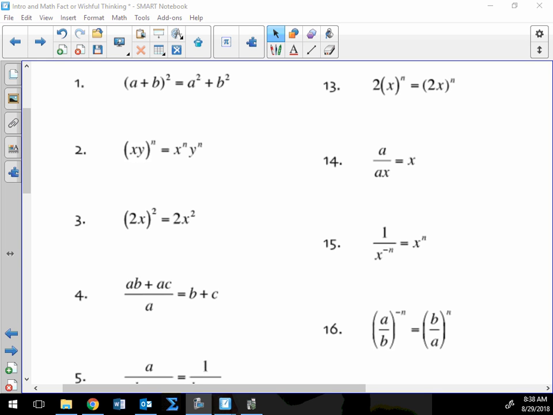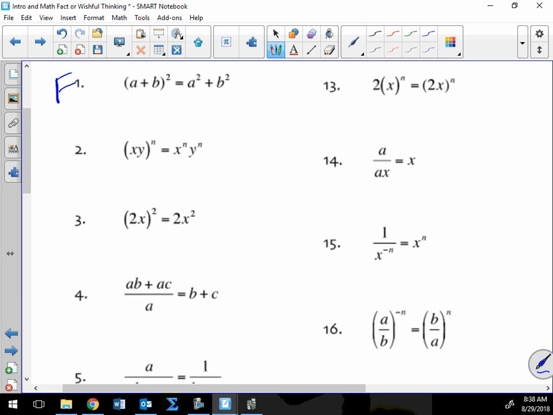Okay. So again, we're deciding whether these are true or false statements. Let's see what you guys got for these. Number 1. False. Good. We do not break up an exponent over plus or minus. We have to actually boil that out. A plus B times A plus B.